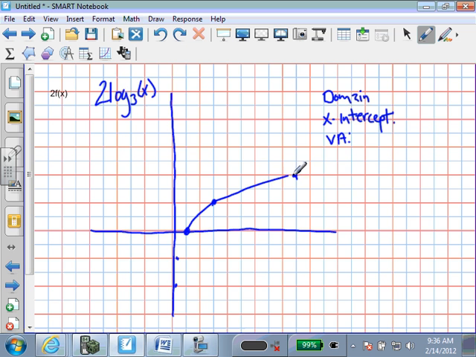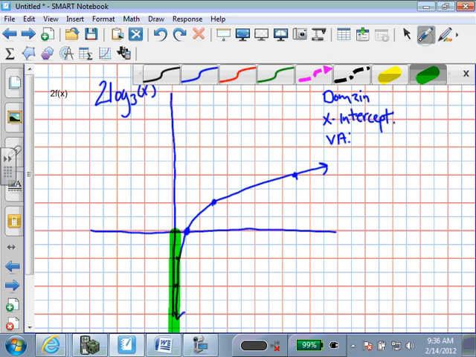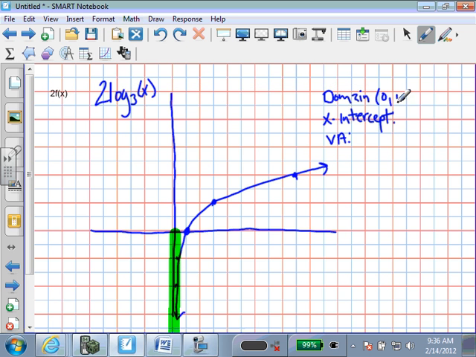So we're getting kind of a stretchy feeling. General shape still the same. I didn't distort it significantly, but we do have some distortion. So my domain is still 0 to infinity. My x-intercept is still 1, 0. And my vertical asymptote is still x equals 0.